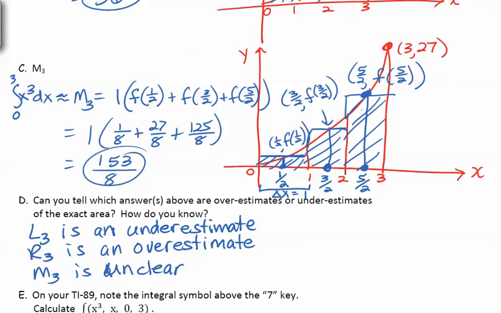You could take a look and see what you think if you compare this region that you didn't count with this region that you did include. So you could guess whether it's an overestimate or an underestimate, but that might depend very much from one graph to another. And why do we think that's true?